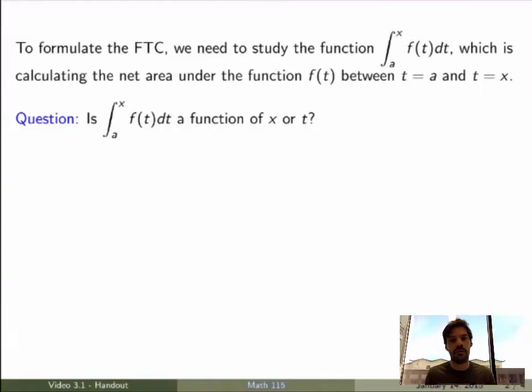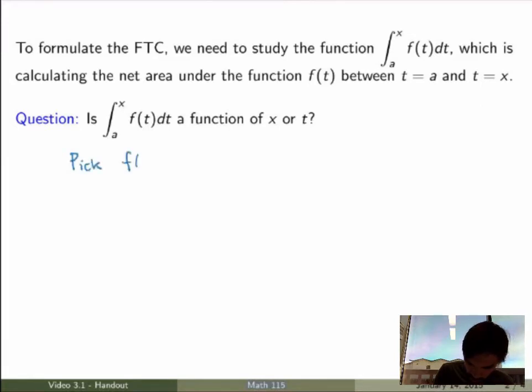So my first question is the following. Is this function a function of x or a function of t? It may not seem obvious at first because both t and x appear in the expression here. So let's study just a simple example to see what's going on. So suppose we pick a very simple function, for example f of t is equal to t. And let's calculate what that thing looks like.